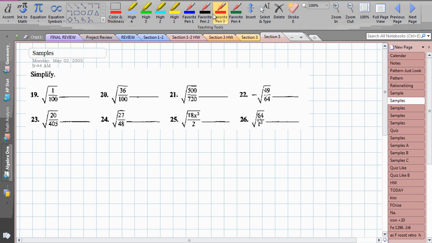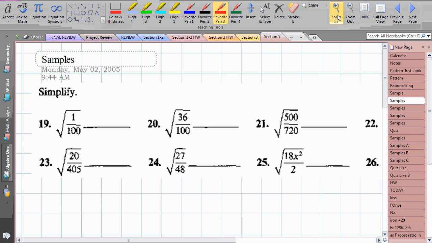Let's take a look at this guy right here. The square root of 1 is going to be 1. The square root of 100 is going to be 10. Well, 1/10 is simplified. This one in here, the square root of 36 is 6, and the square root of 100 is 10, but that's not completely simplified because if you think about it, 6/10 is 3/5.